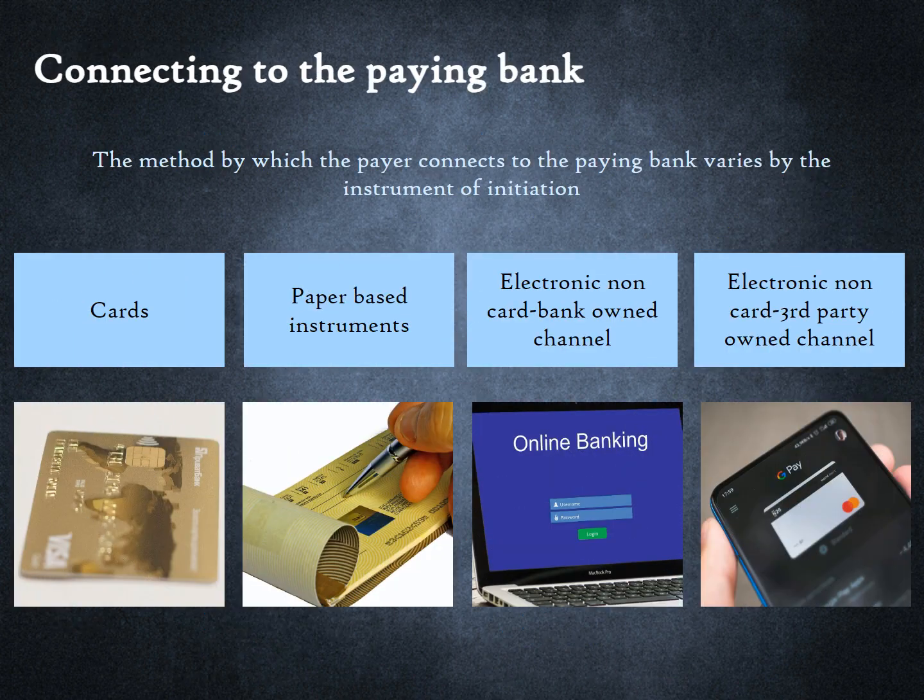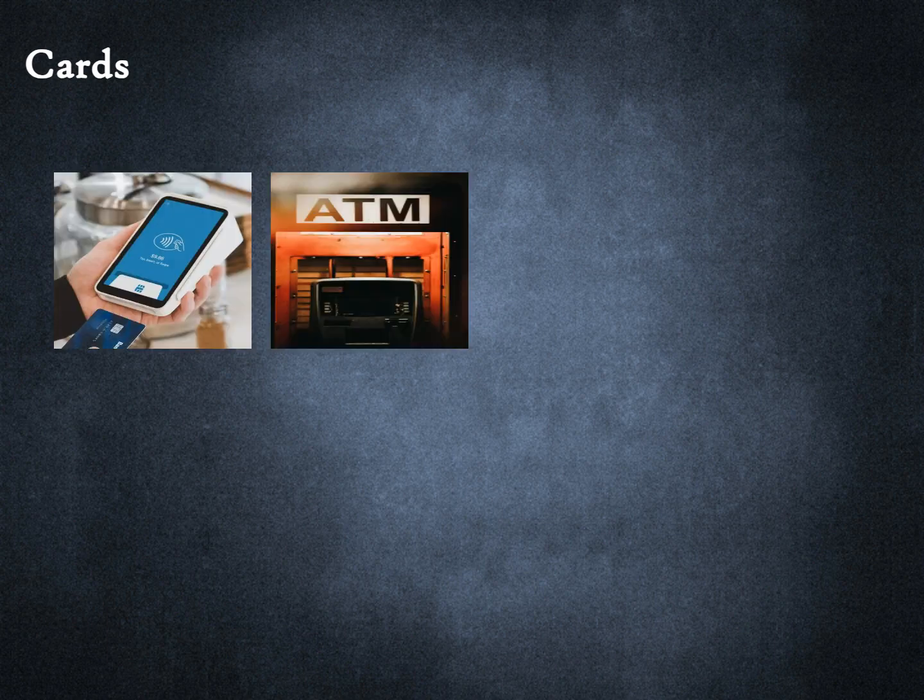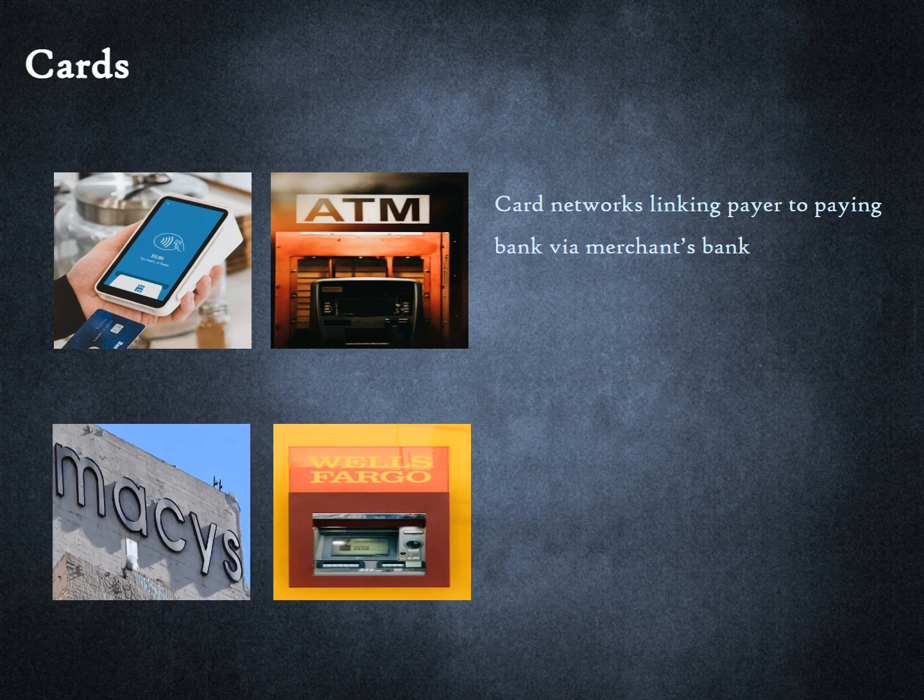The method by which the payer connects to the paying bank varies by the instrument through which the payment is initiated. Let us look at each one in turn. When we use a card to pay, either in store or online, the request for authorization of the payment is transmitted from us to our bank through card networks like Visa and MasterCard. The same happens when we withdraw money from a third-party ATM. However, sometimes a bank issues a private label credit card in collaboration with a store. If we use the card in that store, no third party is required. No third party is required if money is withdrawn from an ATM owned by the account holder's bank.